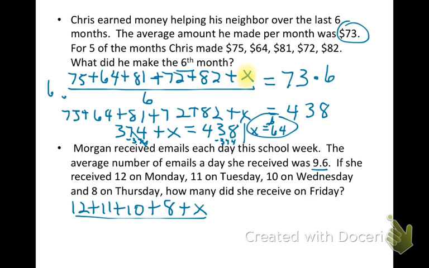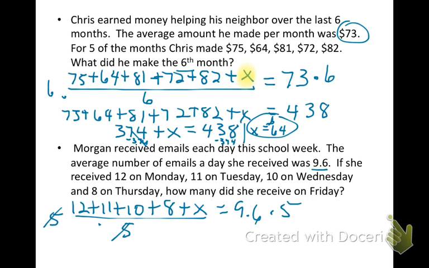So we do not know what that amount is, so we put a placeholder. And then we divide it by the number of values, which includes the x, which is 5. We set that equal to 9.6. So we'll work it the same way as we did number 1. We want to undo the division first by multiplying.